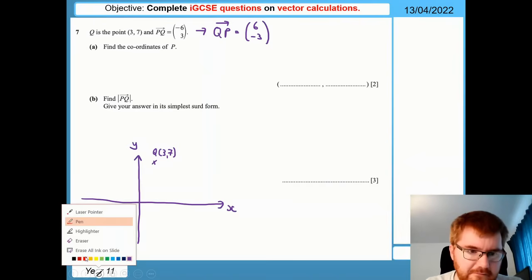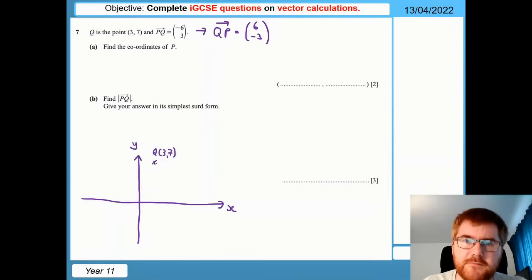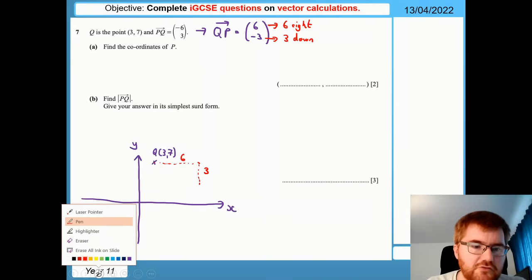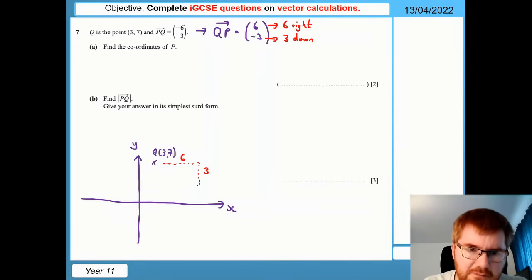So let me do this in a different color. So Q to P, remember our instructions here, this is 6 to the right because the top number tells us left and right. The bottom number, because it's a minus, tells us to go 3 down. So what we're going to do here is go 6 to the right and then 3 down. So let's just put that in. And as soon as you draw a diagram, the whole thing makes a little bit more sense.